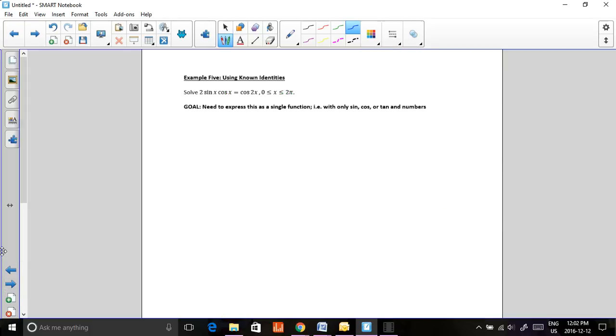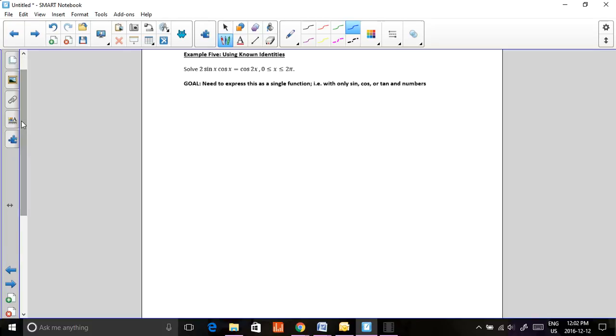All right, one more example, which introduces just one layer of difficulty here, where we are actually having to use our compound angle formulas and our double angle formulas. So we have sines and cosines, not ideal. We can't really solve something with sines and cosines. We need to express this as a single function. So it has to either have only sine, only cos, or only tan. So 2 sine x cos x, that is familiar to us.